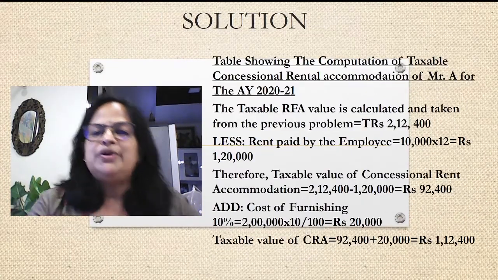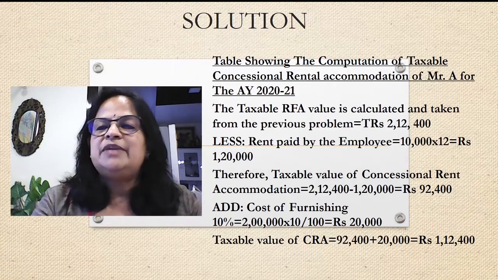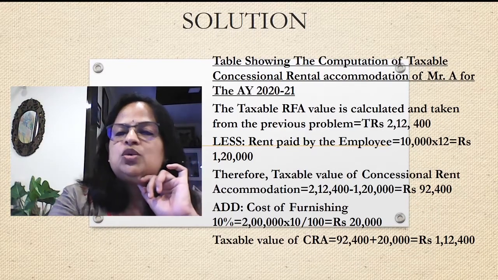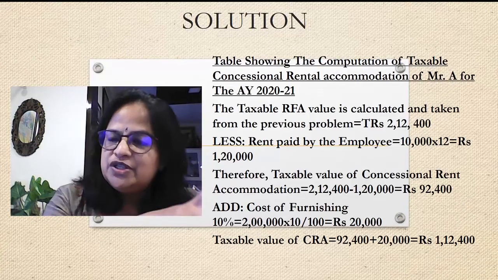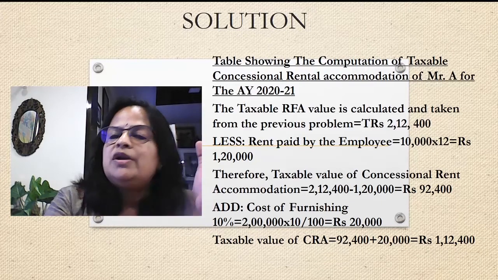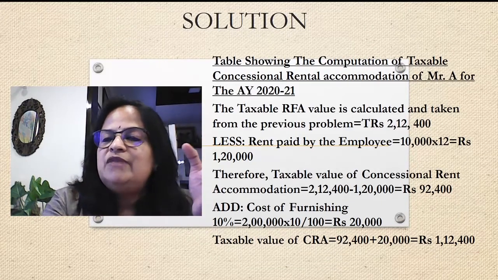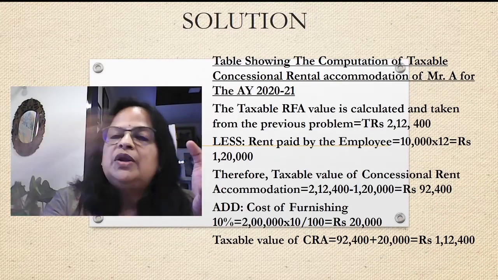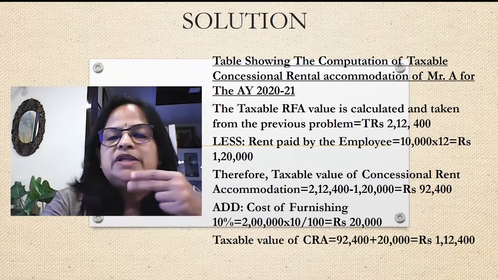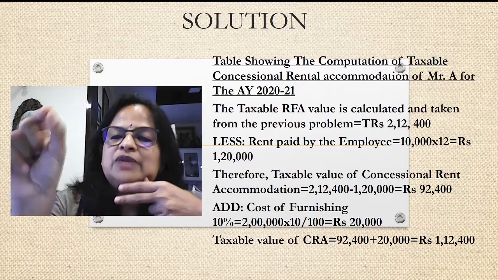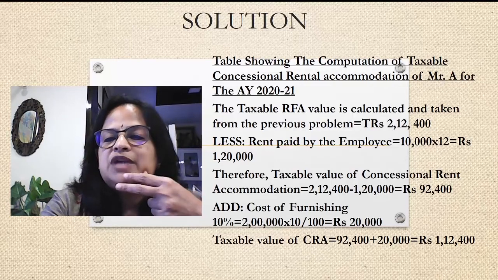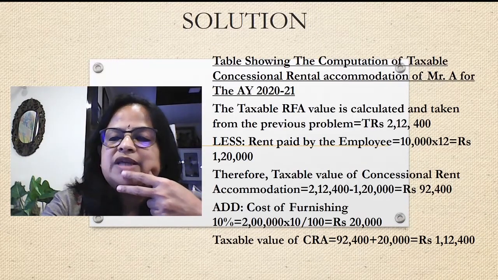Now, table showing the computation of taxable concessional rental accommodation of Mr. A for the assessment year 2021. RFA we have calculated in the previous question, 2,12,400 we got. 15% of salary because it's hired by the employer. House is hired by the employer. 15% of salary or actual rent paid by the employer, whichever is less. We got this value 2,12,400. Now here you have to reduce the rent paid by the employee. It's 10,000 he is charging, so it is 1,20,000 annually. So 2,12,400 minus 1,20,000, we will get the value as 92,400.